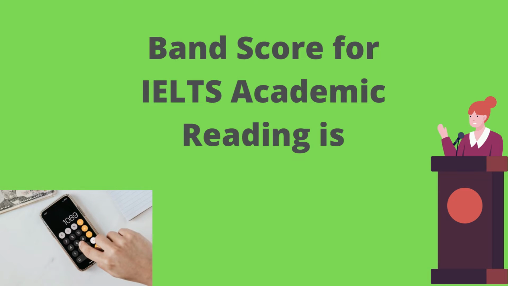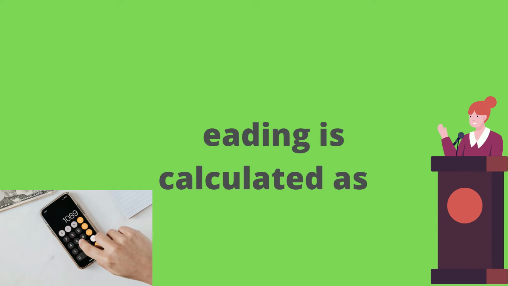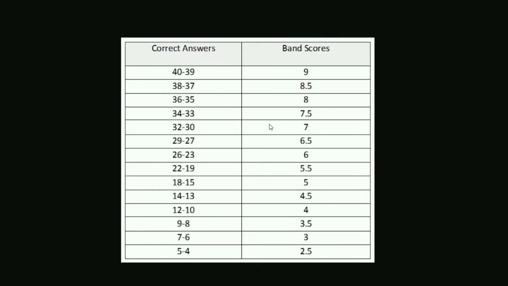Band score for IELTS academic reading is calculated as, here is the band descriptors for IELTS academic reading test. You should have at least 6 band score for getting a good band score in the IELTS academic reading test. And for getting a band 6, you should make 23 to 26 questions right out of 40. And for getting 6.5 band score, you should make 27 to 29 questions right out of 40. And so on like this for getting higher band scores in the IELTS academic reading test.